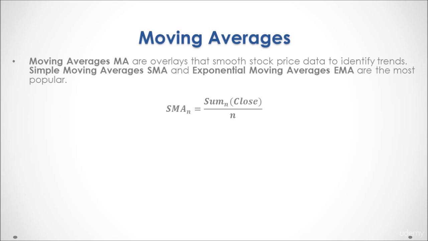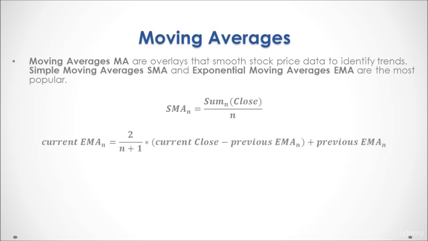The calculation of the simple moving average is as follows. It is equal to the sum of n number of close prices, where n is the number of days for which we want to calculate the corresponding moving average, divided by those n number of periods.